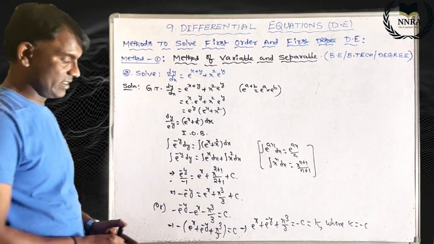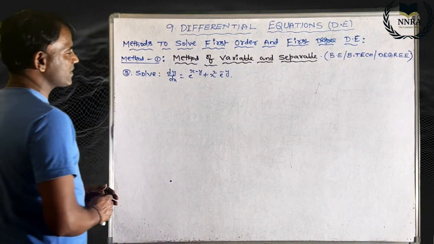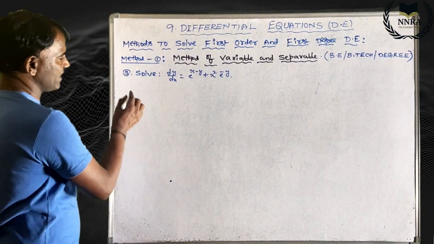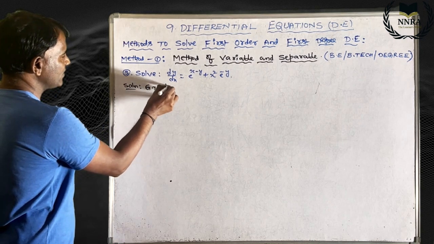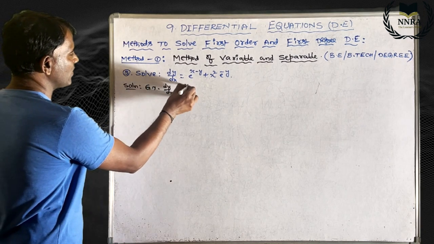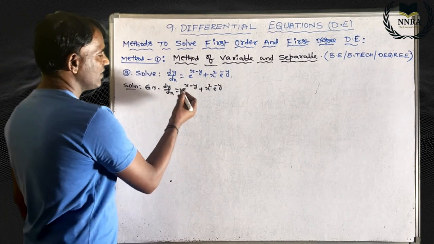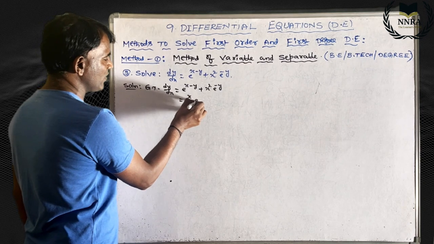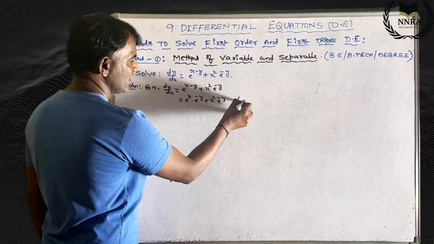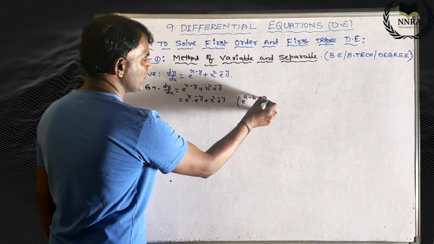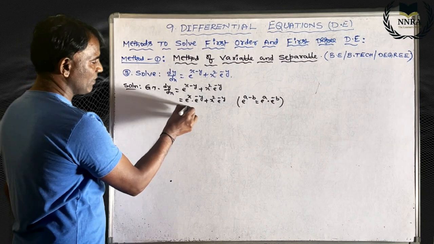Required general solution. Now question number 3. dy by dx equals e power x minus y plus x square into e power minus y. Same as previous question only. What is the given value? dy by dx equals e power x minus y plus x square into e power minus y. And e power x minus y can be written as e power x into e power minus y, and x square into e power minus y. So e power a minus b equals e power a into e power minus b. Clear? In this e power minus y is common.